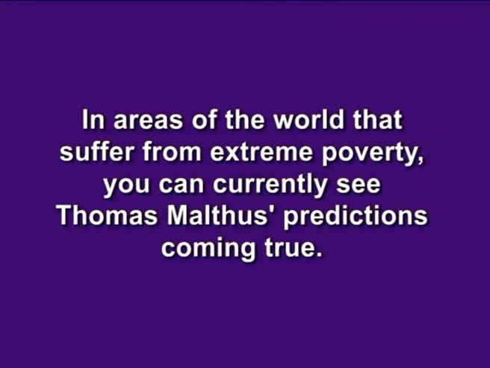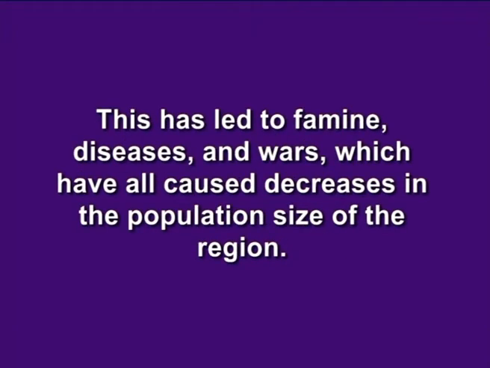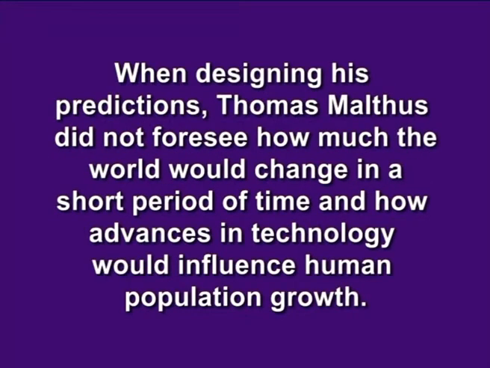In areas of the world that suffer from extreme poverty, you can currently see Thomas Malthus' predictions coming true. In these areas, populations have increased rapidly and without control. This has led to famine, diseases, and wars, which have all caused decreases in the population size of the region. When designing his predictions, Thomas Malthus did not foresee how much the world would change in a short period of time and how advances in technology would influence human population growth.